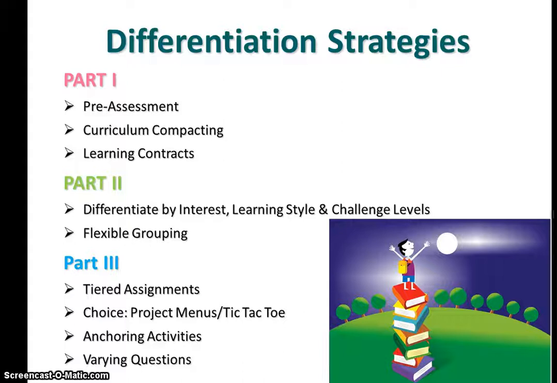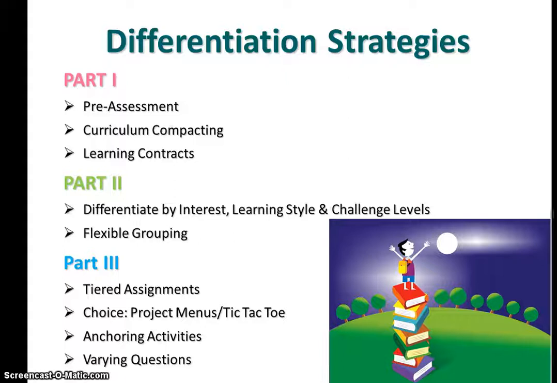Differentiation strategies are grouped into three parts. Part 1 looks at the pre-assessment, curriculum compacting, and learning contracts. Pre-assessment can be very formal, where you give a pretest, or where you talk to the student. It's a less formal way of doing that. Curriculum compacting then follows the pre-assessment. If the students have mastered some standards, you can then move beyond those so that you can focus on the things they don't know and enrich their opportunities. Learning contracts we covered in an earlier professional learning session.